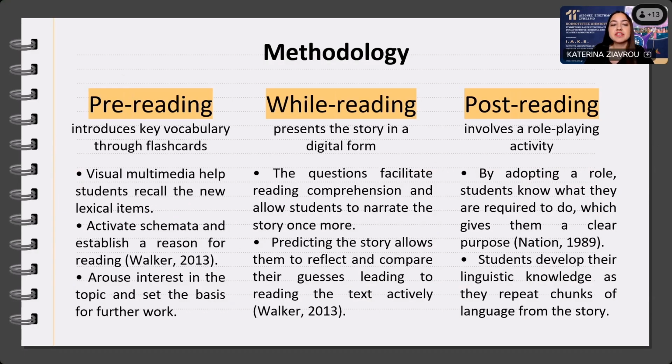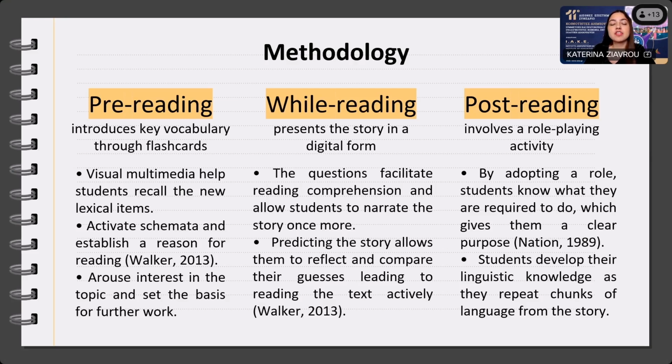The aim of this activity is to help learners activate schemata and establish a reason for reading, arousing their interest in the topic and setting the basis for future work after the reading task is completed. During the while reading stage, the story is presented to the students through a projector as an electronic book. The questions that the teacher asks students in this stage facilitate reading comprehension and allow students to narrate the story one more time through their answers.